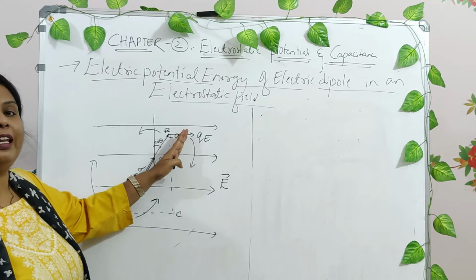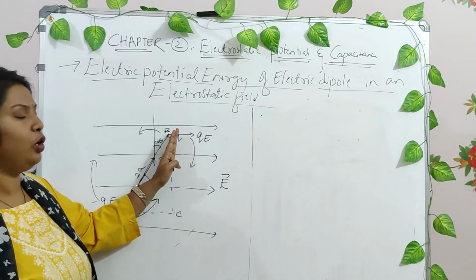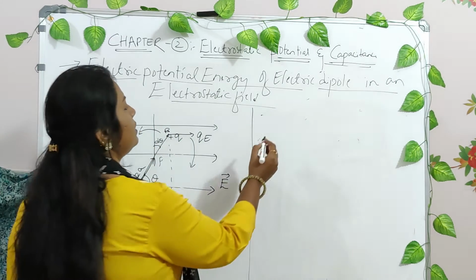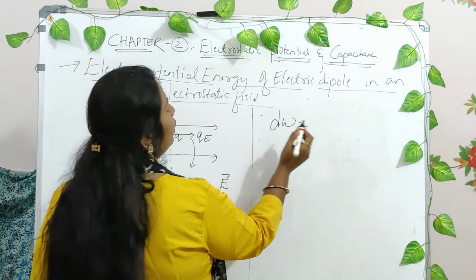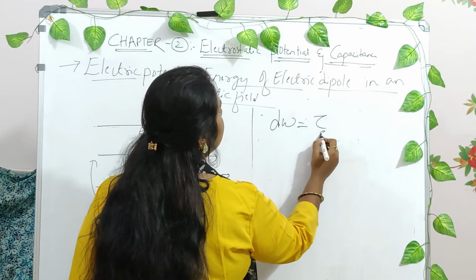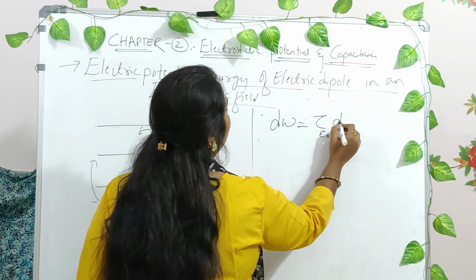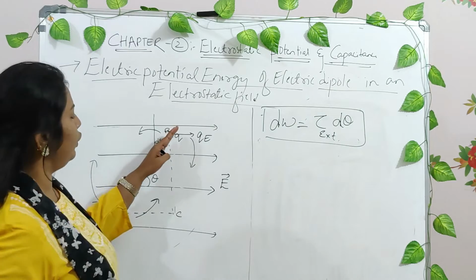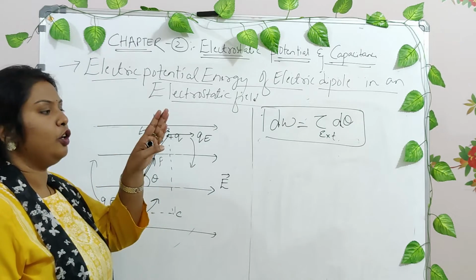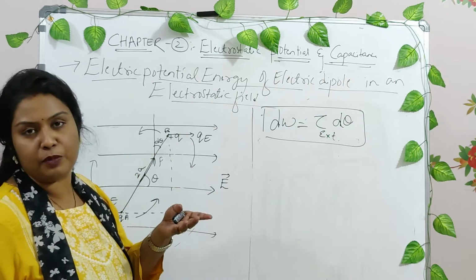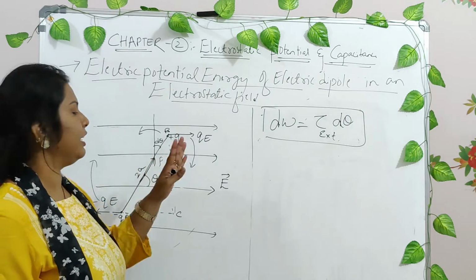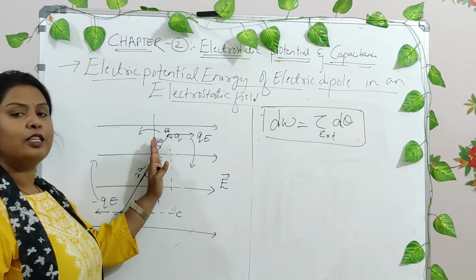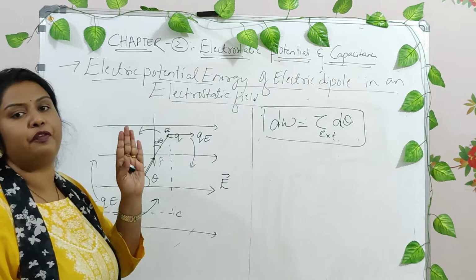And we move this dipole a little, by a certain value d theta, doing a small amount of work. What is the small work done? The small work done is the torque applied externally to move through a small angle d theta. We just move it, but not very greatly. If we move it greatly, then kinetic energy comes into the picture. We do not want any kinetic energy for this electric dipole. We just want to move it very slowly so that only the potential energy is shifted.